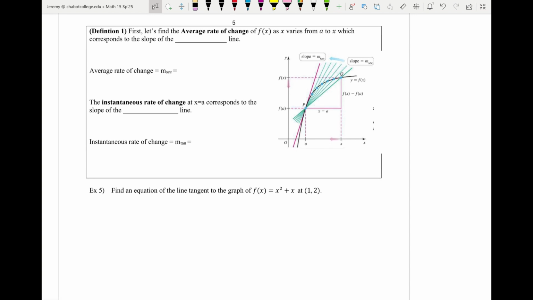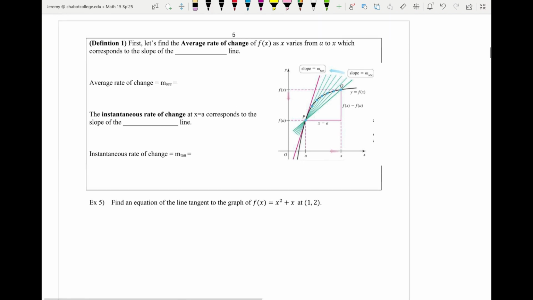So first let's talk about finding the average rate of change of f as x varies from a to x. Looking at this graph down here, at the picture, a is a particular x value, and x is like a variable. This corresponds to the slope of the secant line, like we were talking about before. And we can calculate this slope of the secant line in the following way.